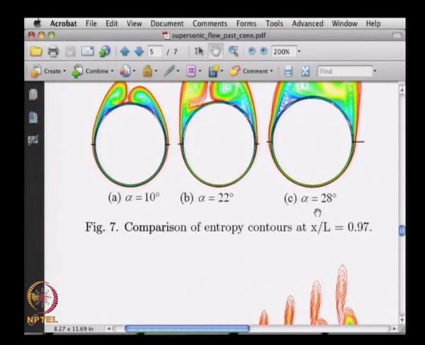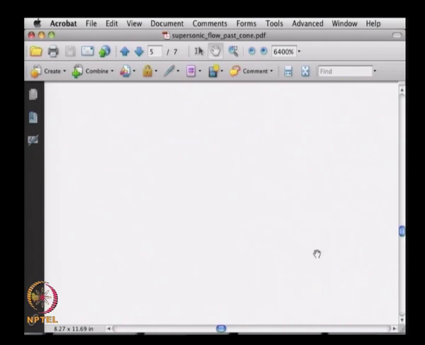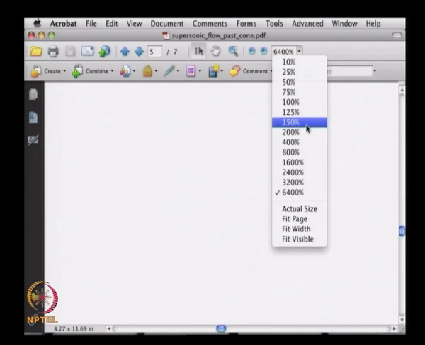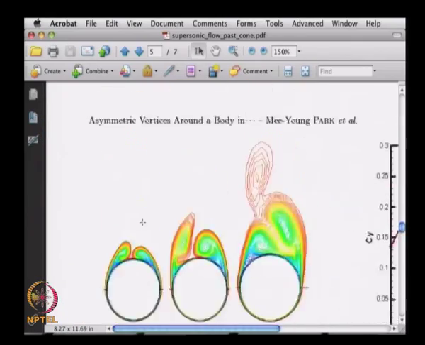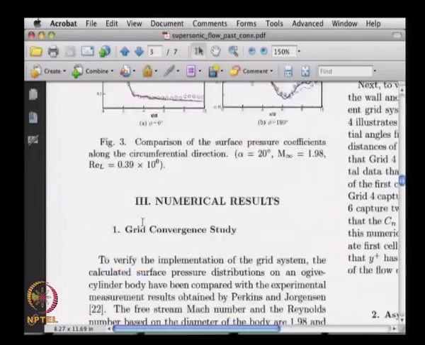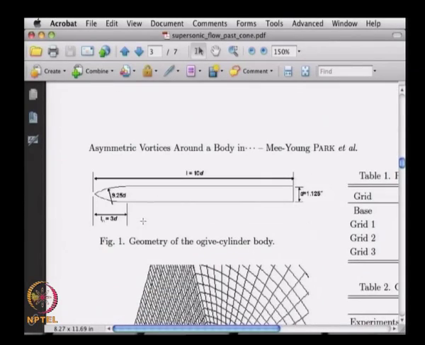Now, when we say x by L equal to 0.97, what do we mean? Let us go back to this figure here. L is this whole length. So if I take x along this, I am almost at the end of it. It is nearly at the edge that I am looking at.